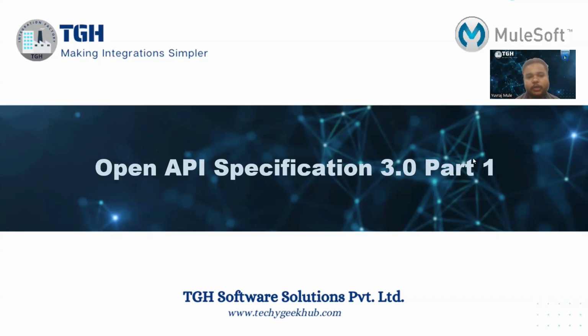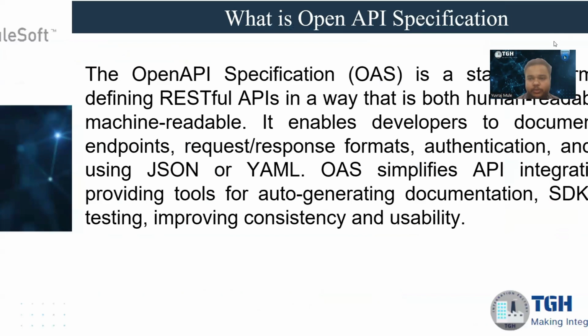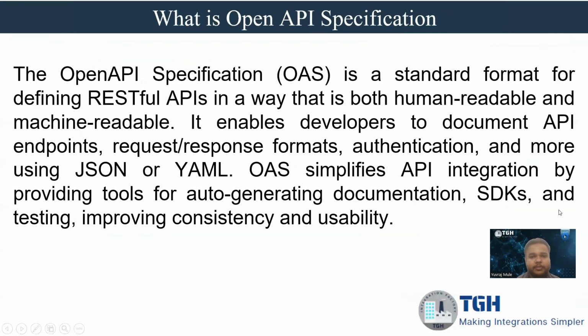So today we want to see how to implement OpenAPI specification. So what is OpenAPI specification? The OpenAPI specification or OAS is a standard format for defining RESTful APIs in a way that is both human readable and machine readable. It enables developers to document API endpoints, request response format, authentication, and more using JSON or YAML. OAS simplifies API integration by providing tools for auto-generating documentation, SDKs, and testing, and improving consistency and usability.